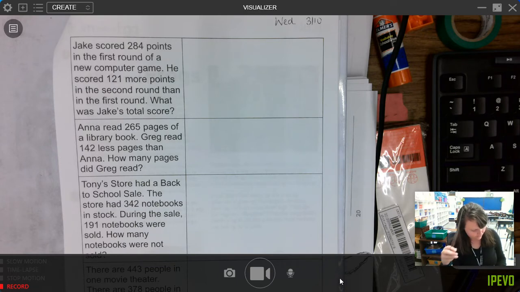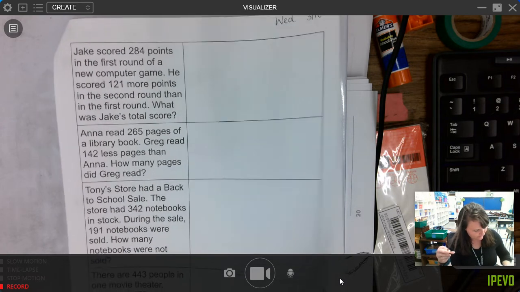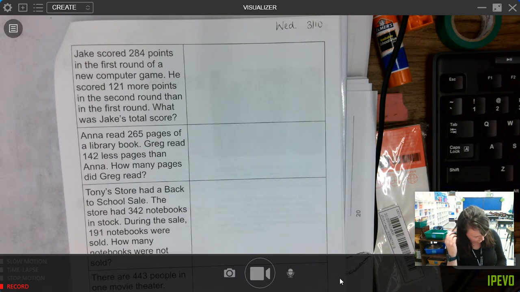I think this is our last one. There are 443 people in one movie theater. There are 378 people in the next movie theater. How many people in all are in both movie theaters? That one looks like it's addition.